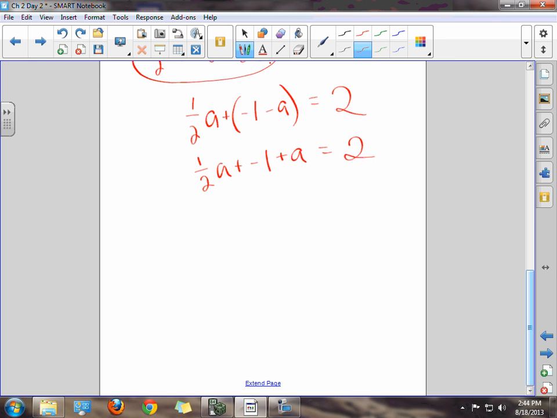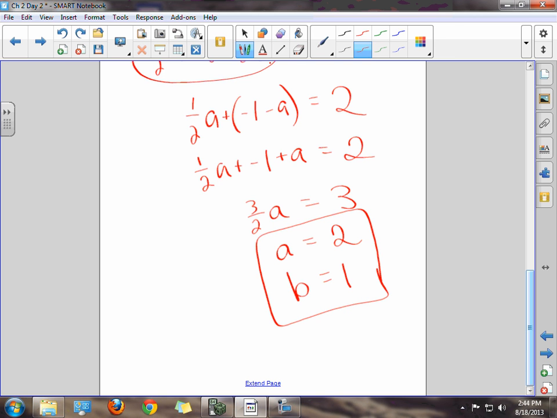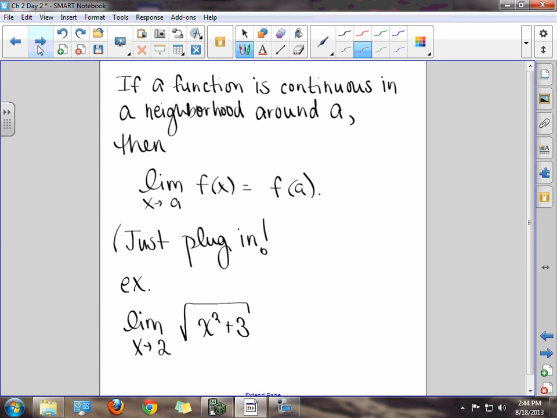So this gives me 3 halves a is equal to 3, which gives me that a is equal to 2. And then when I plug back in, I get that b is equal to 1. And these are the a and b that give me a continuous function. So this is super easy.